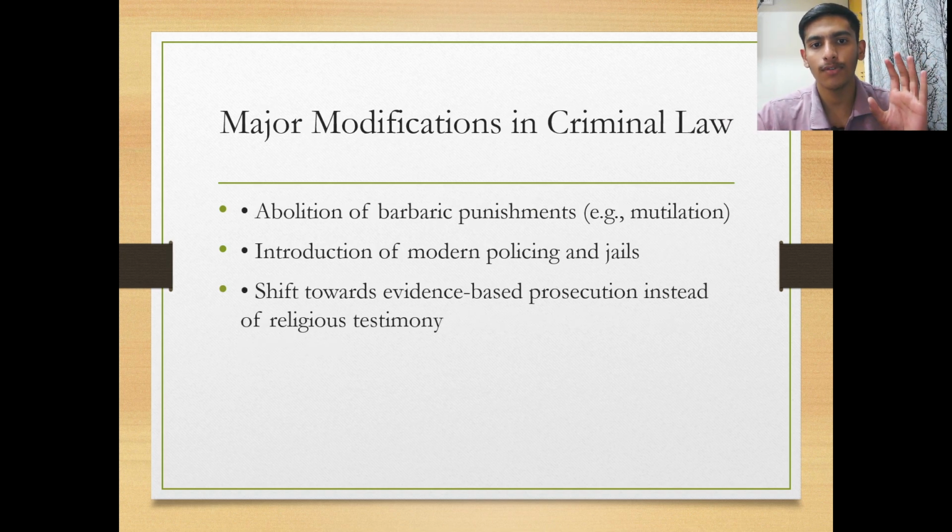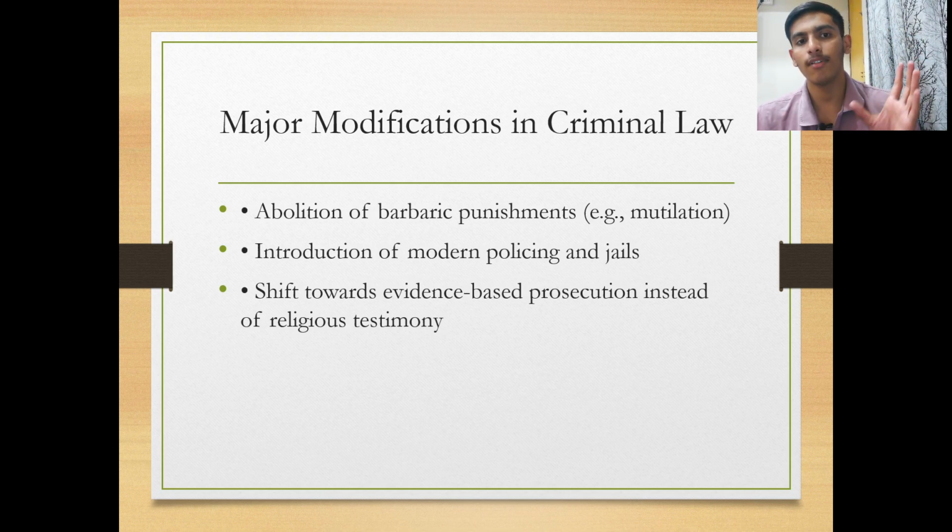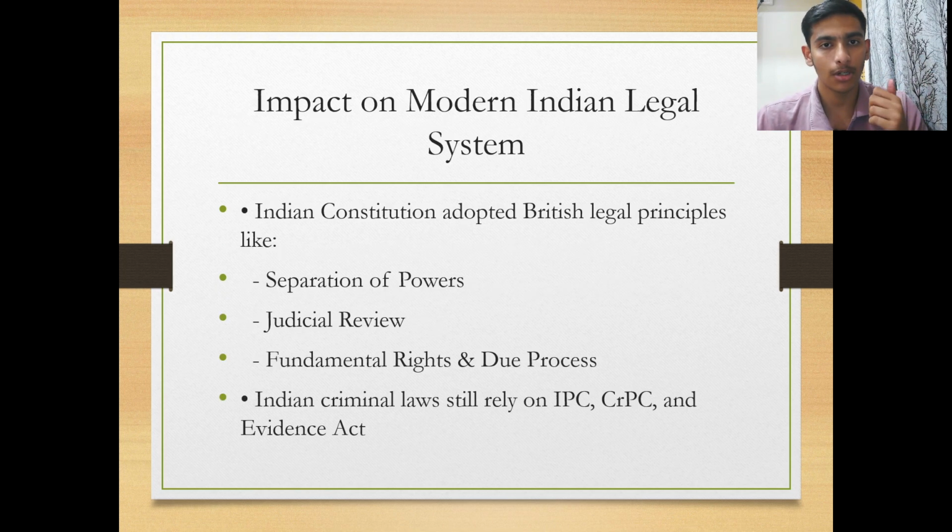Then again, major modifications, we are seeing the abolition of barbaric punishments, that is mutilation, the guillotine method, all of these. Again, the death penalty is also a topic of debate, whether it should be considered or not, whether hanging till death is morally correct or not. That is a point of debate, but there was a shift towards evidence-based prosecution instead of religious testimony, which was the major development and modification in criminal law at that time.